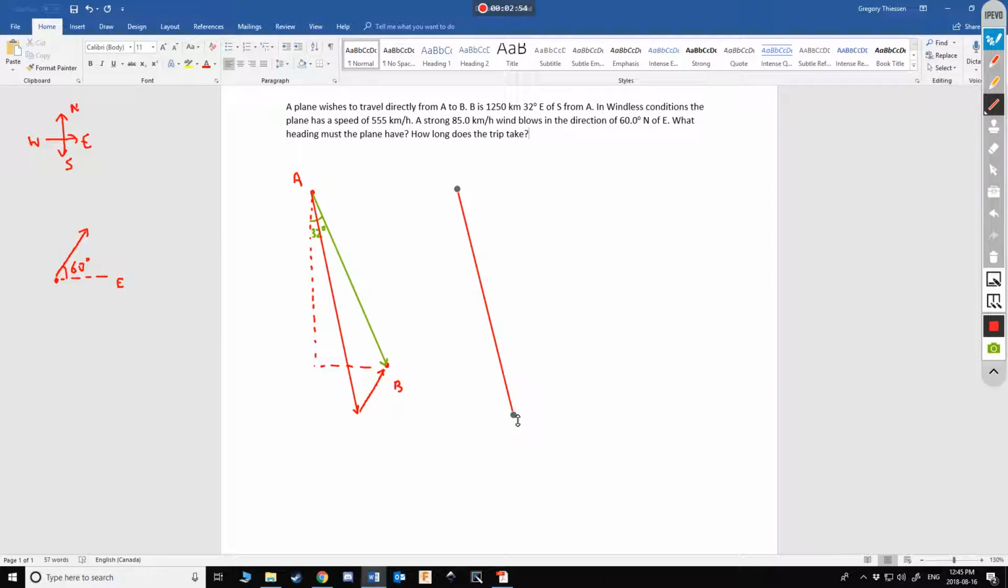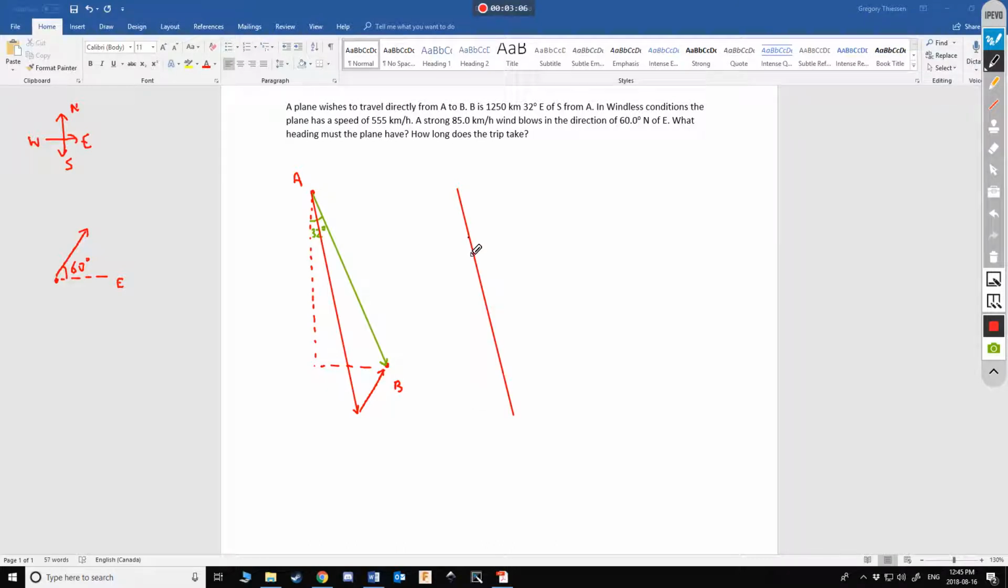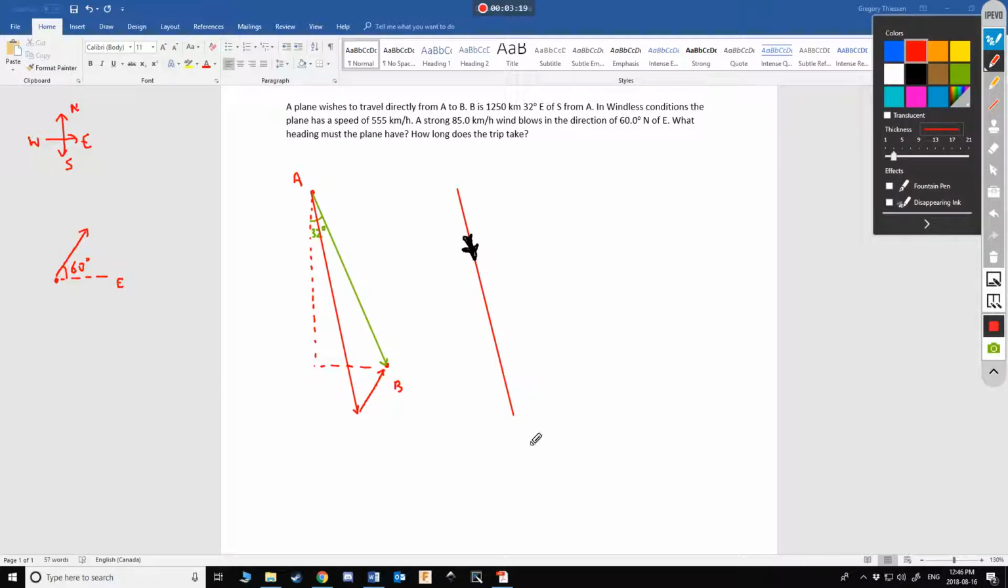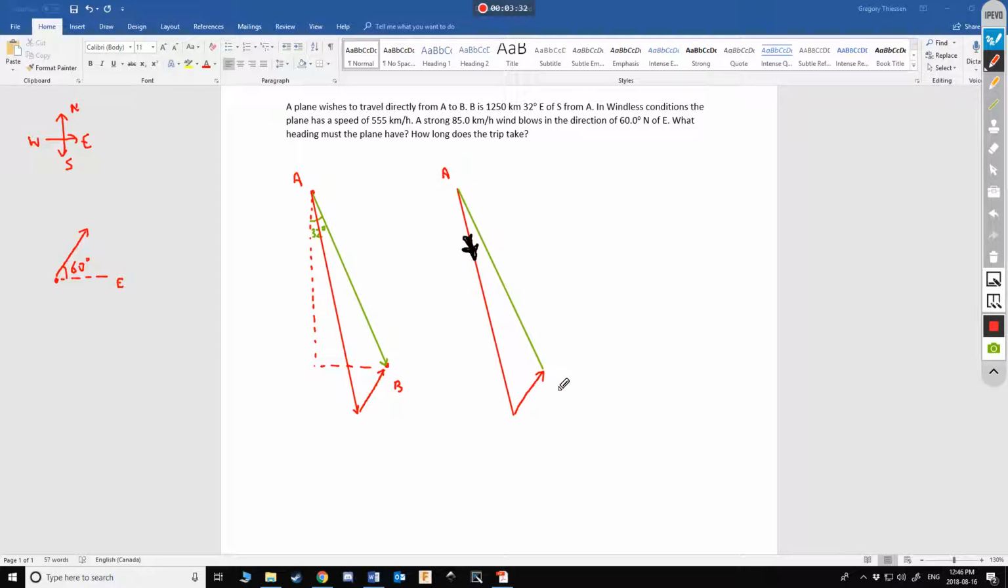So if I were to actually draw a little plane here, there's my plane. Right. Here's my plane. Looks kind of like a fish. It's okay. So the plane's going to head in that direction. That's because the wind is going to push it back on course so that we can end up at B. So again, A and B.